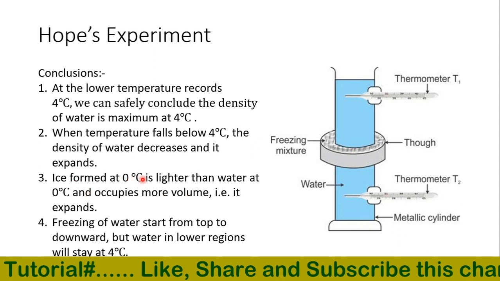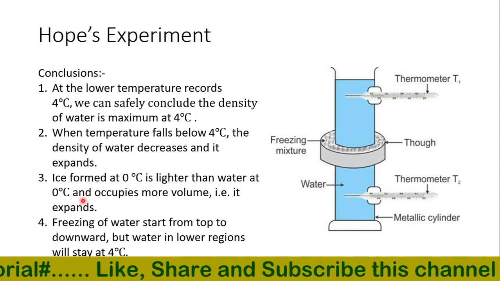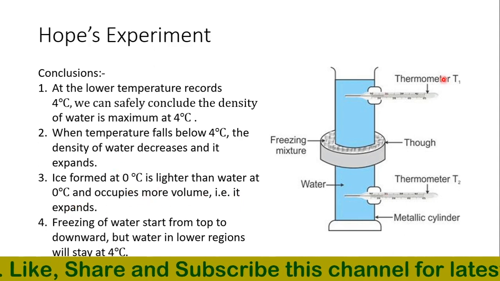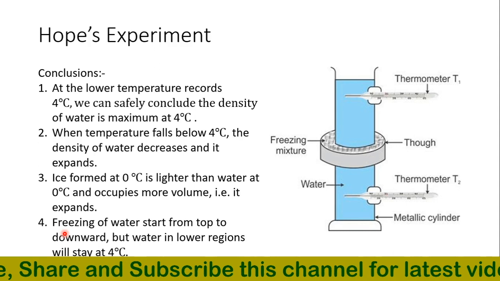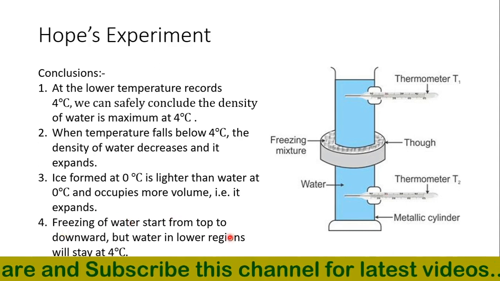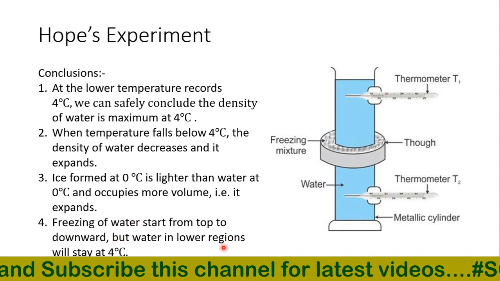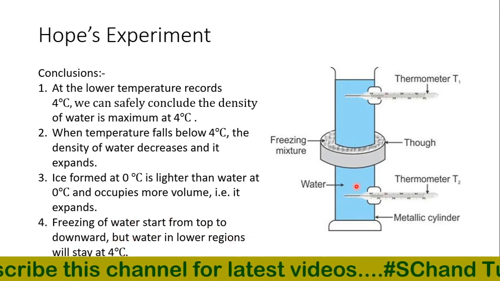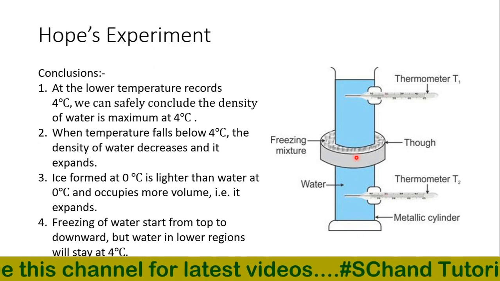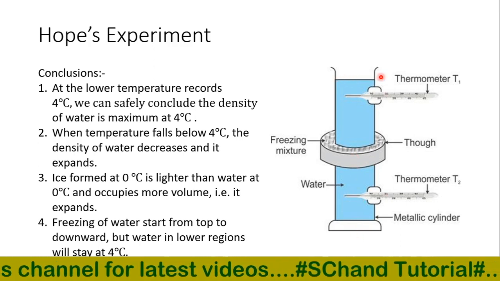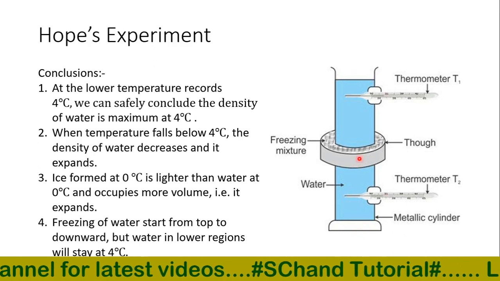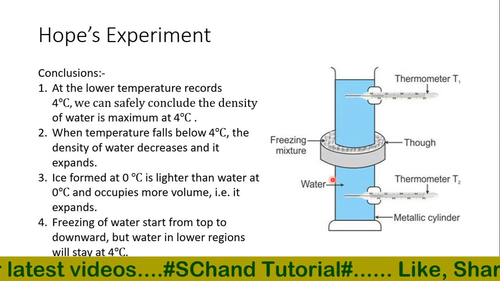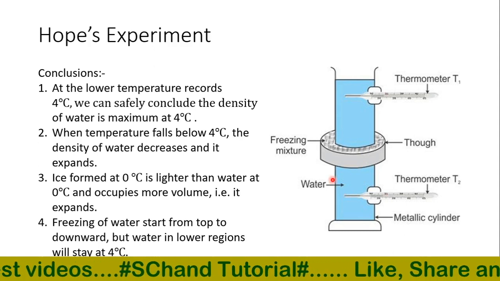Ice formed at 0 degrees Celsius is lighter than water at 0 degrees Celsius and occupies more volume. So it expands. Ice is formed at 0 degrees Celsius here. So freezing of water starts from the top and goes downward, but the water in the lower region will stay at 4 degrees Celsius. The water below the freezing mixture remains at 4 degrees Celsius. On the top the water freezes, but the water below remains at 4 degrees Celsius. So this is Hope's experiment to explain the anomalous expansion of water.